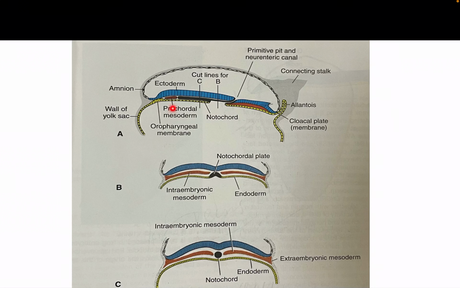Here is shown the precordal plate. Behind this one is the oropharyngeal membrane, or buccopharyngeal membrane. You can see over here, in the midline, the most cranial is the precordal mesoderm. You can see over here that this is the developing neural tube. A nervous system is developing.